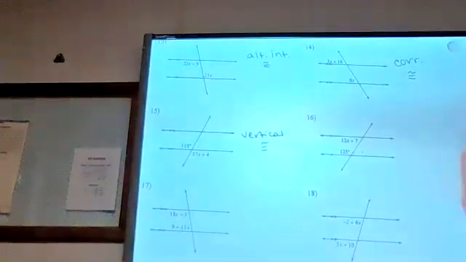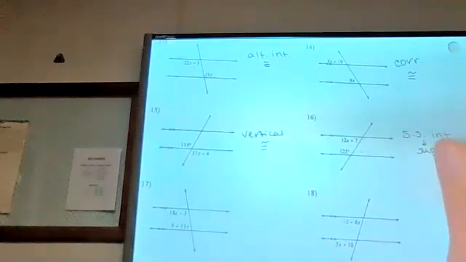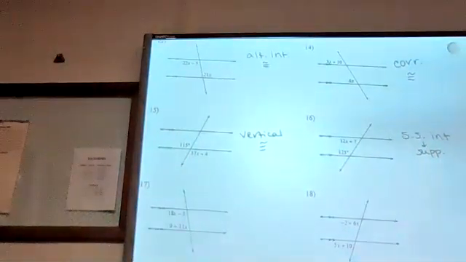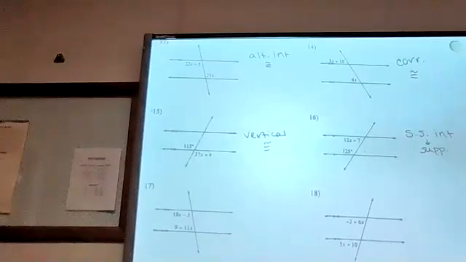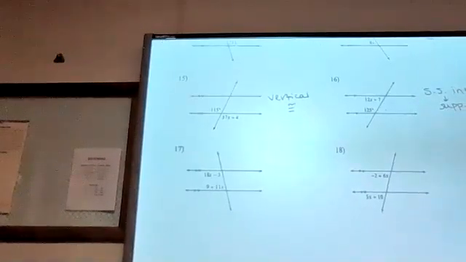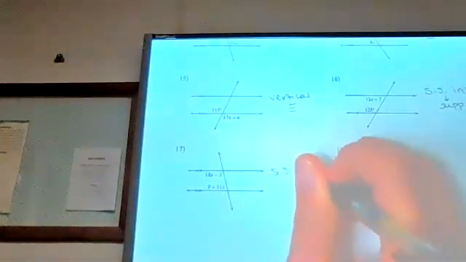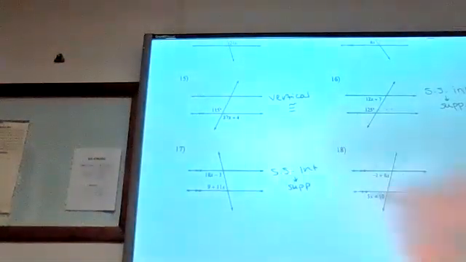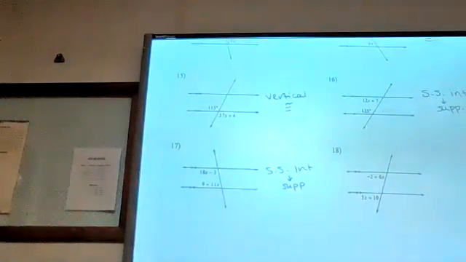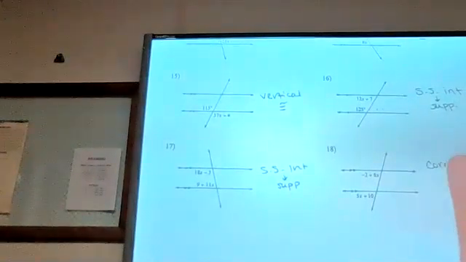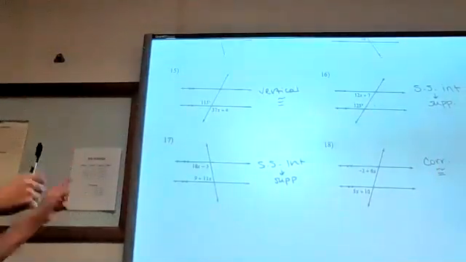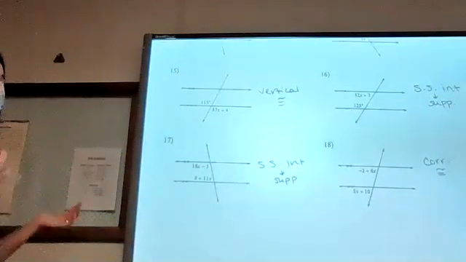What's this? Number 16. Same side interior, same side starts with an S. Same sides are supplementary, also starts with an S. Just one way you can remind yourself what the relationship means. Same side interior, same side exterior, supplementary. 17 is also same side interior, which means they're supplementary. What is 18? Corresponding, which means they are congruent. Okay, that's the info you need. You need to be able to do that on your own on your quiz.